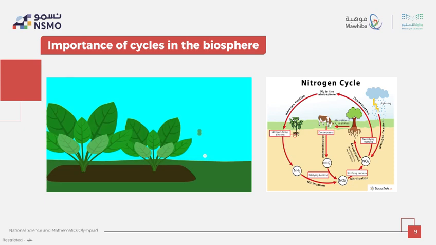In nitrogen fixation, bacteria in the soil convert nitrogen gas into forms usable by plants. Step 2, absorption by plants. Plants take in nitrogen compounds to grow and build tissues. Step 3, passing through the food chain. Animals obtain nitrogen by eating plants or plant-eating animals.